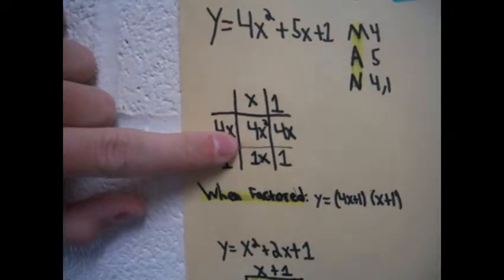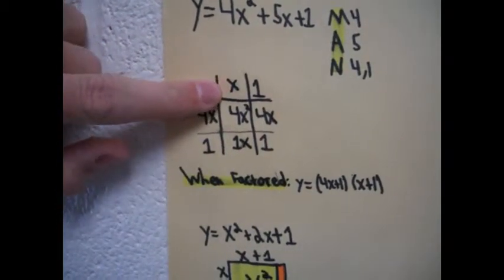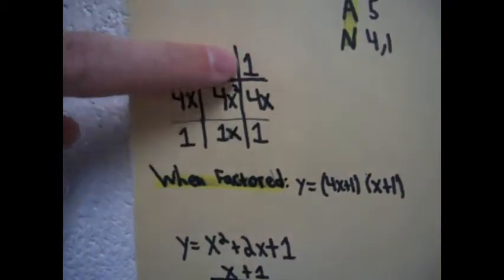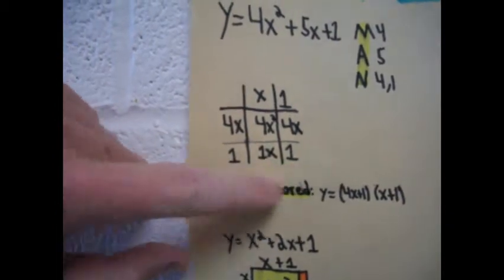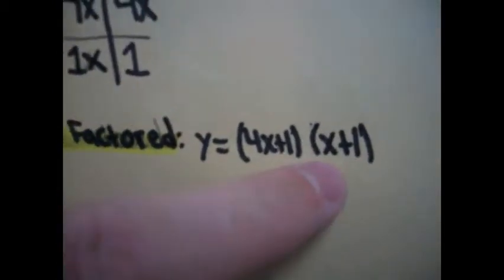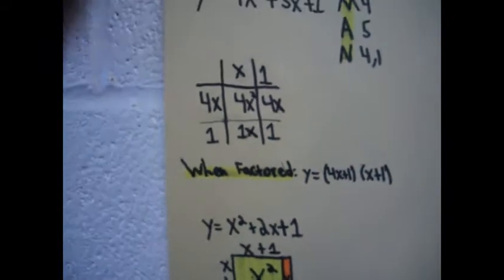And then from here we must find what can be divided into both numbers, which in this case is an x, so therefore we have 4x and 1, and x and 1. And these two numbers must multiply to equal that. So when factored, we have y equals (4x plus 1)(x plus 1). And that's our factored equation.